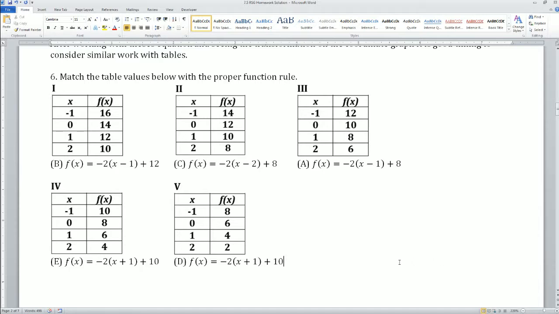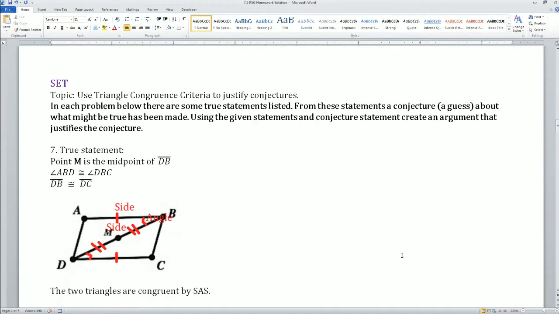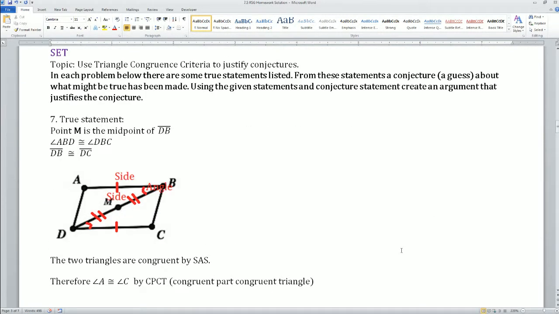Alright. Next one. The set part. Using congruent triangles. In each problem below, there are some true statements listed. Four these statements are conjectures, which are guesses that might be true. Use the given statement and conjecture statement to create an argument that justifies the conjecture.